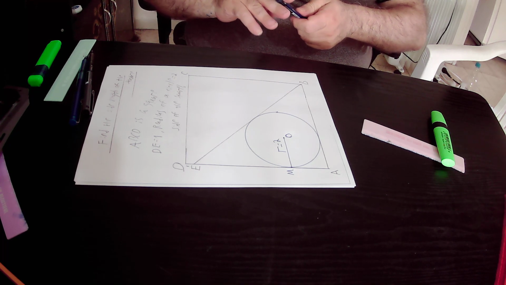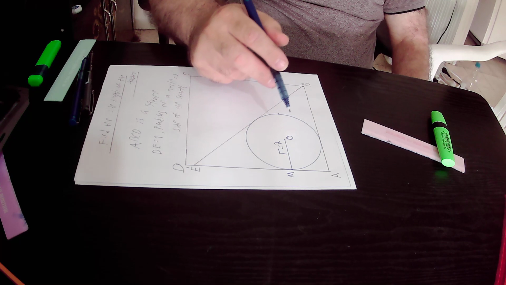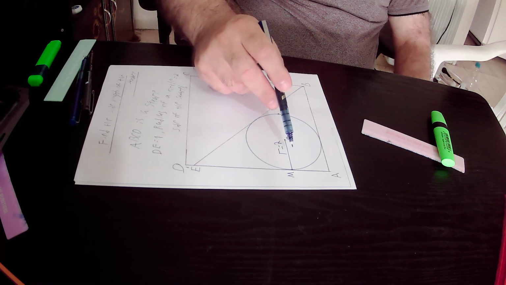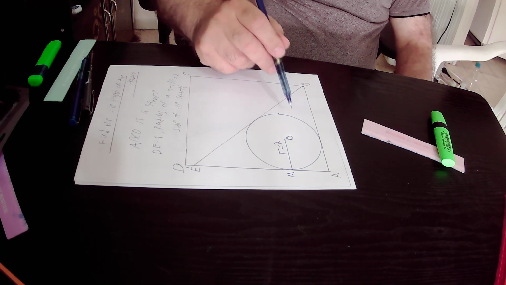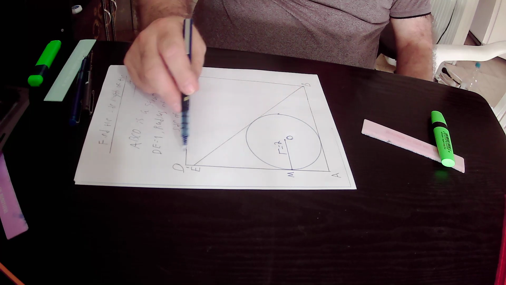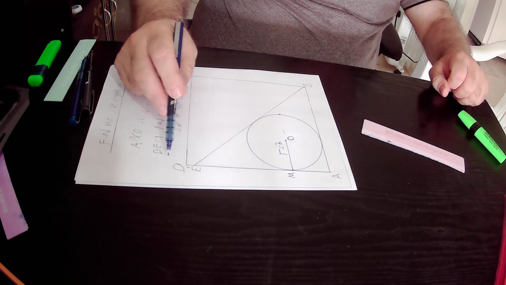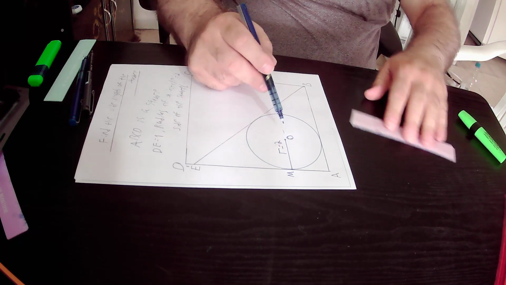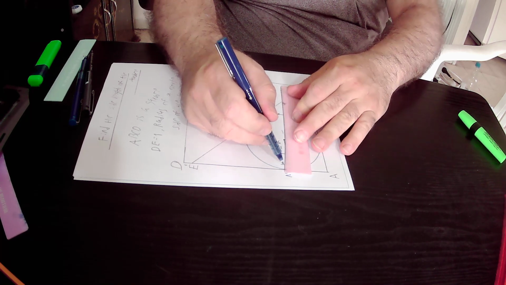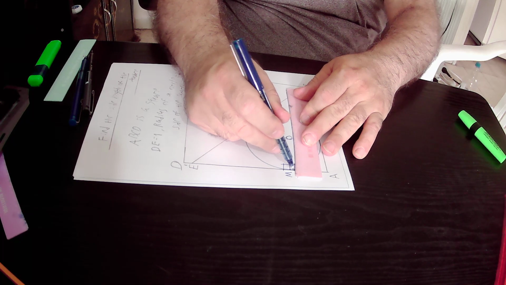It is drawn to the point of tangency. That is to say, it is drawn to point M, the point of tangency of tangent AD with this circle. And whenever you have a radius that is drawn to the point of tangency, then the tangent AD will be perpendicular to the radius MO. So AD is perpendicular to MO, that is to say, this angle equals 90 degrees, and this angle will also be equal to 90 degrees.